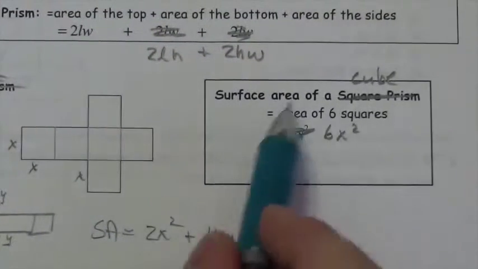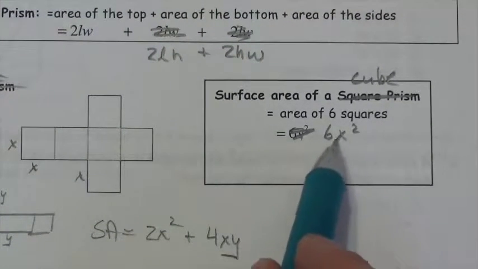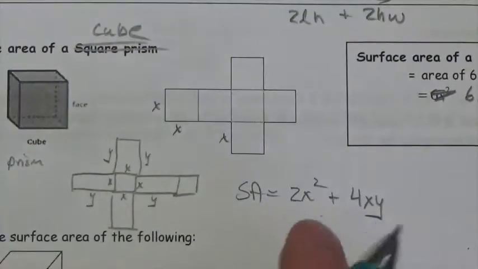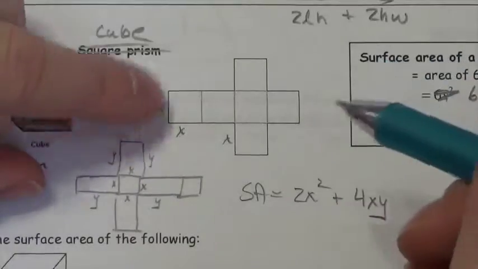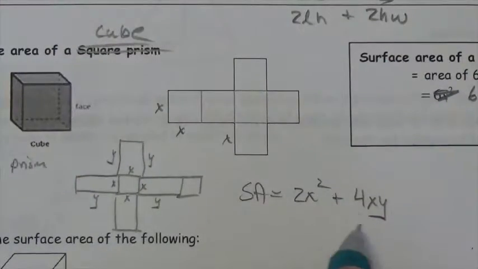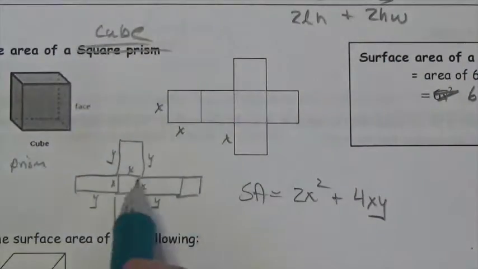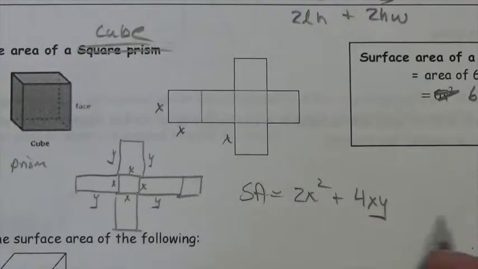Okay? So surface area of a cube is just going to be 6 times the side squared. Well, the surface area of a square prism would be 2x squared for the top and the bottom, the squares, and then 4xy for the lateral sides, or those rectangles that aren't squares there. You have to consider all of those. Let's take a look at a couple examples.